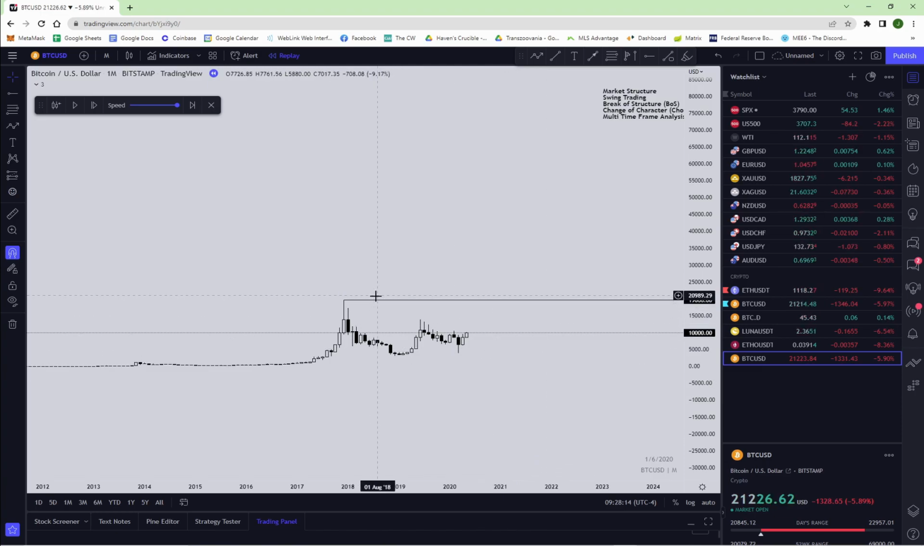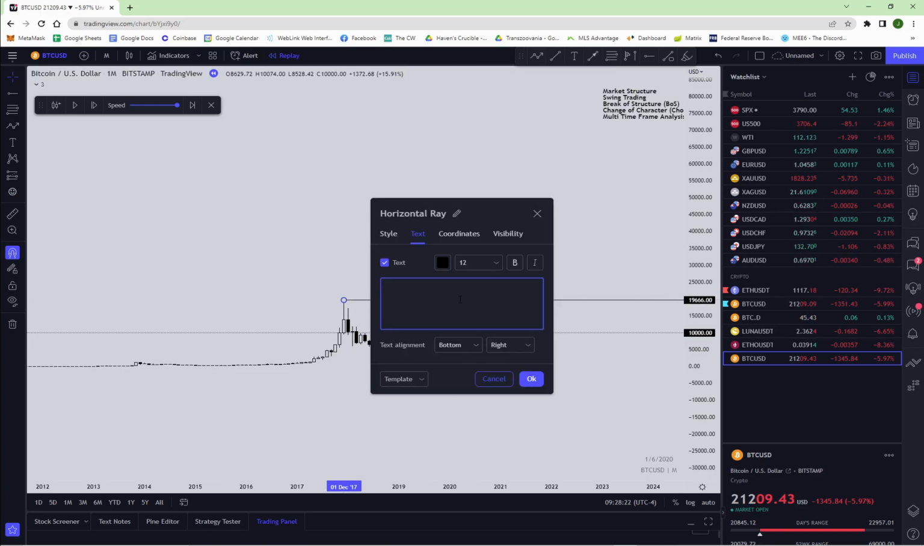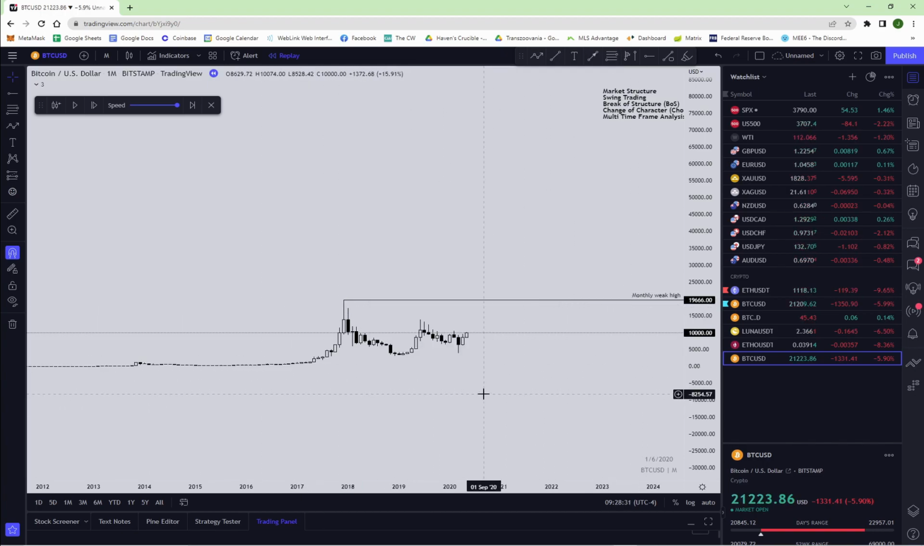So right now, we don't really have a trend. I guess you could call this an uptrend because it came from here. But we know what ends up happening. So we're going to call this the monthly weak high. I want that on the top. Thank you. So right now, this is our level. This is our high to beat. It's a weak high, which means we are anticipating price will break this.